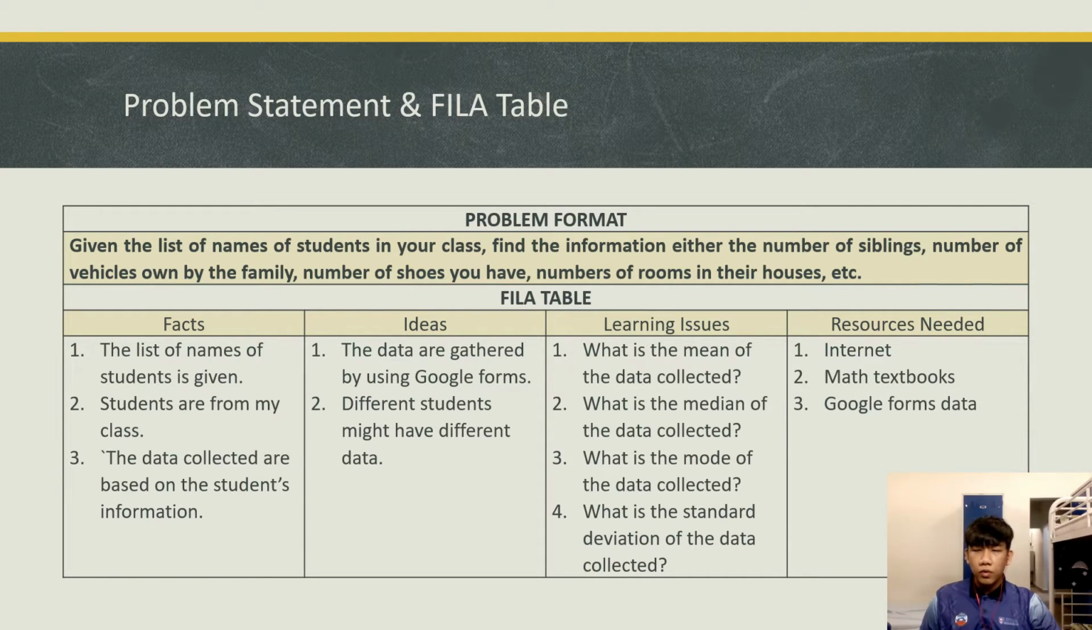For the last column, which is the resources needed, we've been using 3 resources, which are number 1, the internet, number 2, the math textbook, and number 3, the Google Forms data itself.